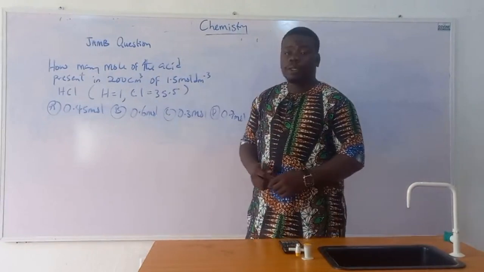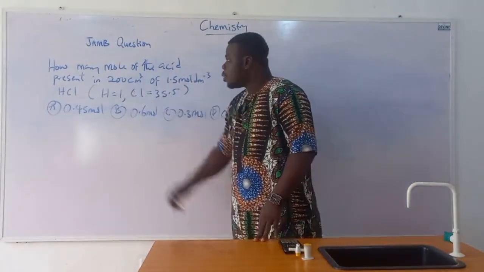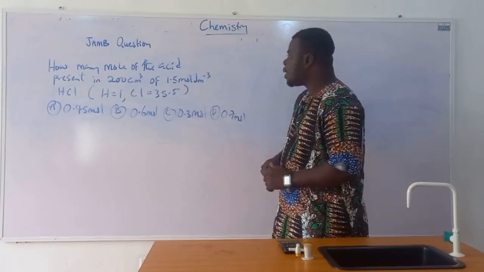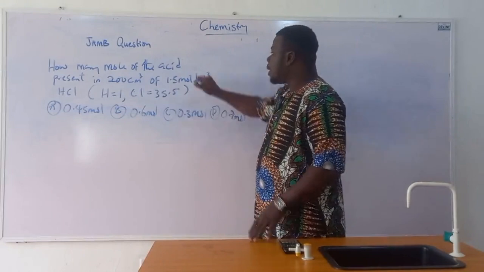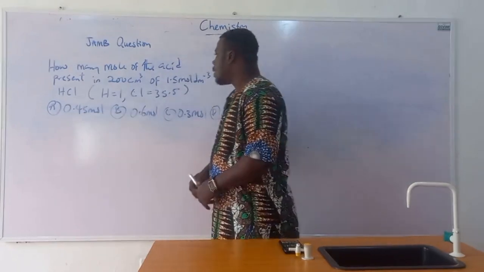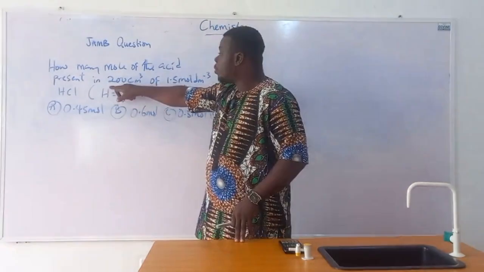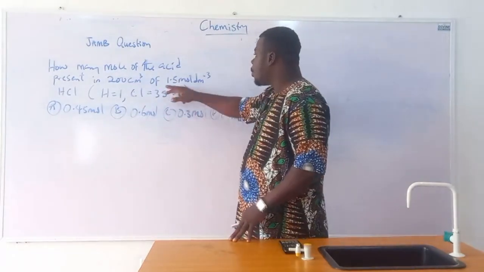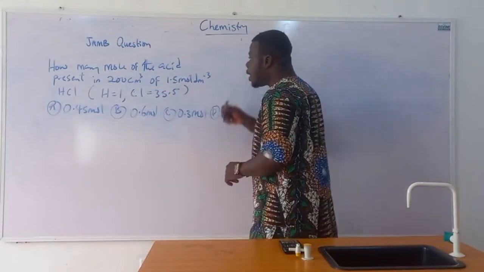Another JAMB question that says, how many moles of the acid are present in 200 cm cube of 1.5 mole per dm cube HCl? Now, this is telling us that it's an acid and is in a solution. And we have HCl. Now, what are the parameters given? Number 1, we are given volume in cm cube, but volume is supposed to be in dm cube. We are given 1.5, which is concentration in mole per dm cube. Now, how do we convert?